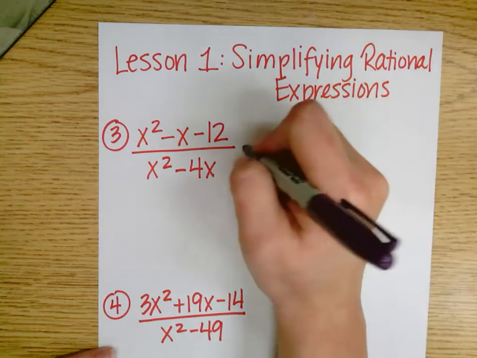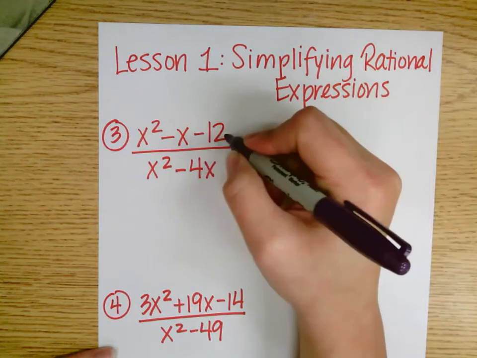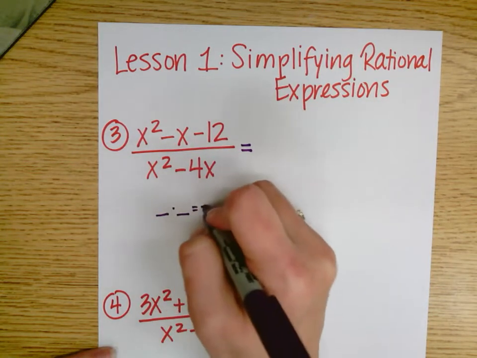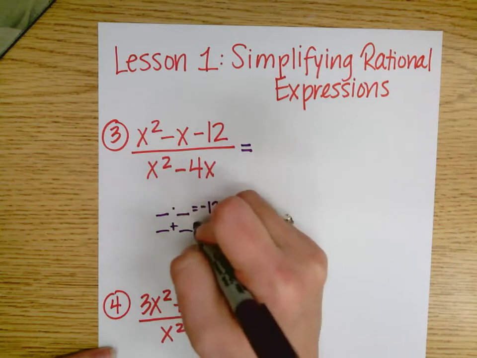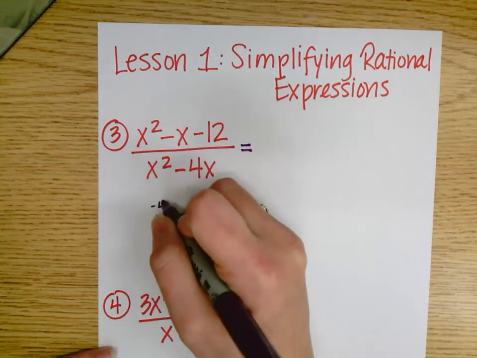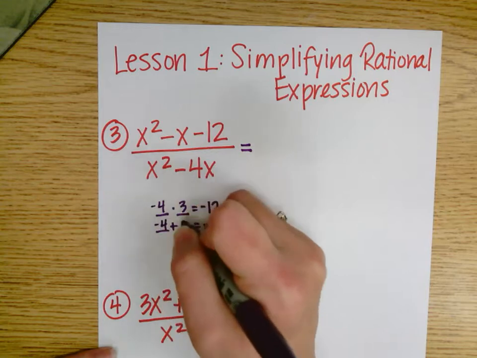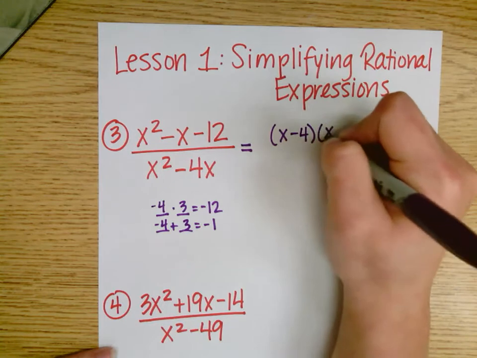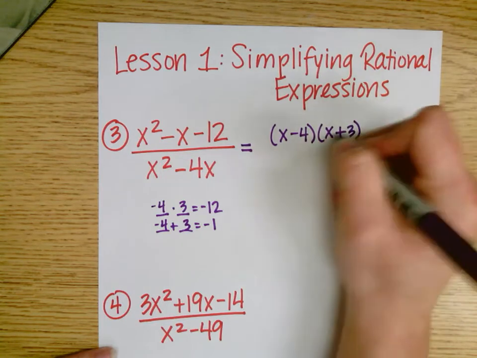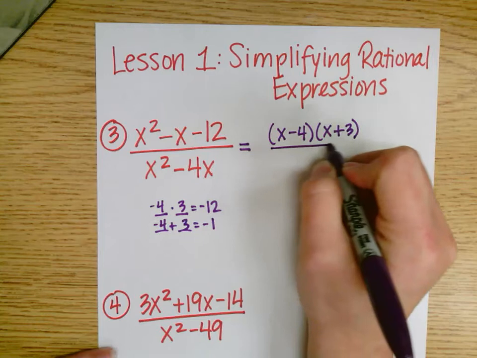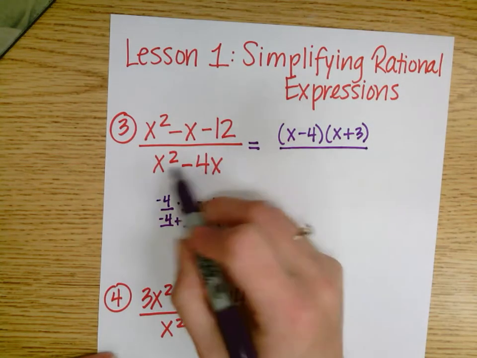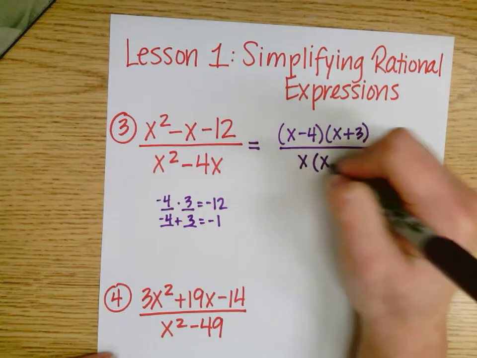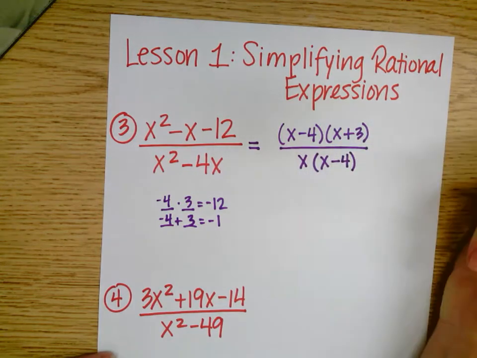Alright, so we're going to factor the top. So two numbers that multiply give us negative 12 and add to give us negative 1 are negative 4 and positive 3. So the top's going to look like x minus 4, x plus 3. The bottom's going to look different because the bottom is going to have a greatest common factor. I see I can pull out an x. So I'm going to have x, and when I divide by x, I end up with x minus 4.